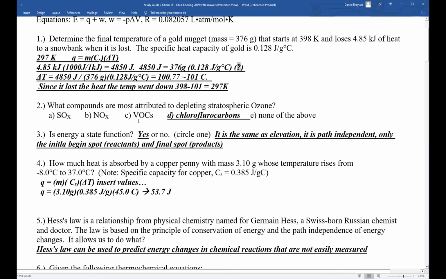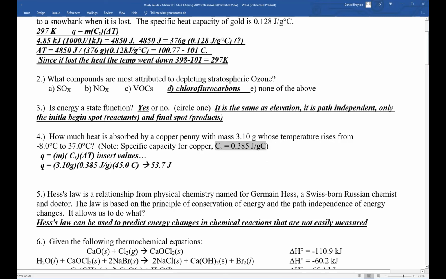Four, how much heat is absorbed by a copper penny? So this is another MCAT one. There'll be at least 2 MCATs on the test, probably just 2. And it'll change what you're looking for. This one both did the temperatures. So it gave us the mass there, gives you the specific heat. And then temperature rose from -8 to 37.